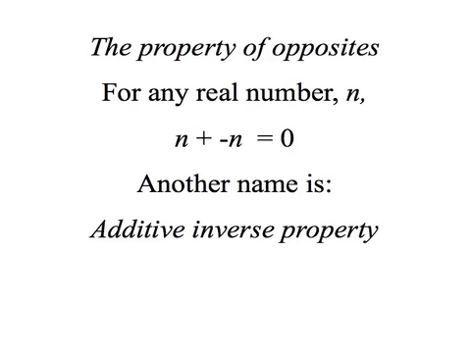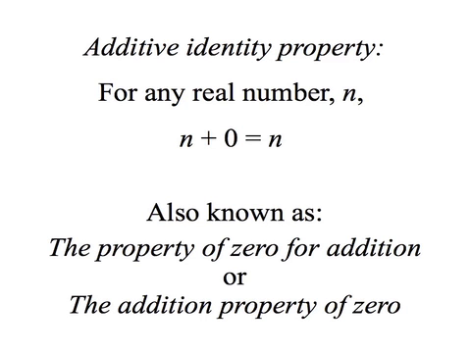In this lesson, we're going to review some properties already introduced and introduce a few new properties. To start with, let's look at the property of opposites. For any real number n, n plus the opposite of n is equal to 0, and another name is additive inverse property.